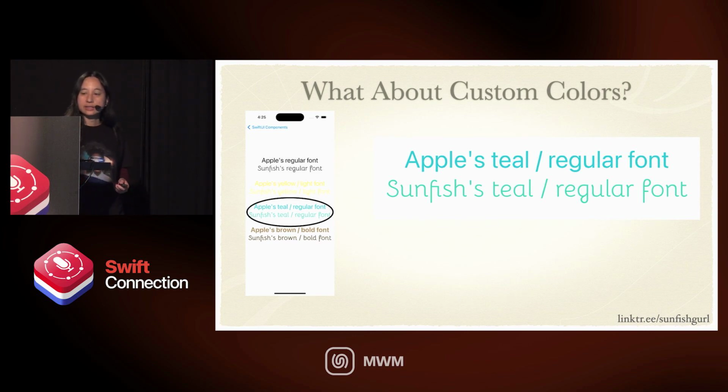And here's another example, also from my sample project. The top line displays Apple's version of the color teal, but I don't want my apps to show that. Instead, I want my apps to show my custom version of the color teal, like what you see in the bottom line. So how would I do that?